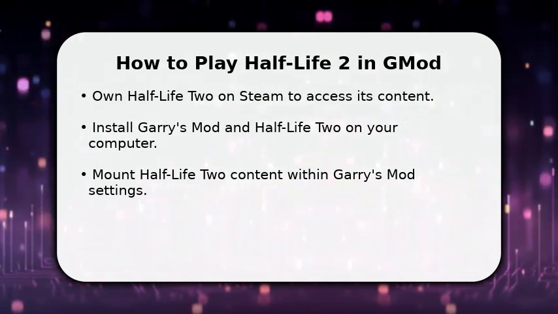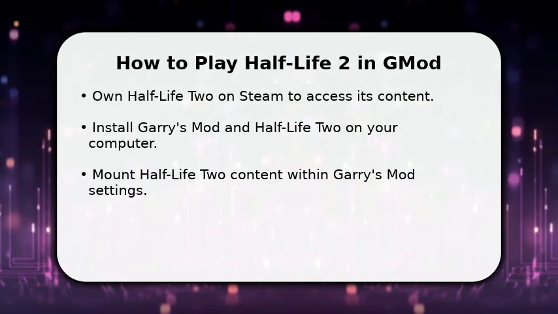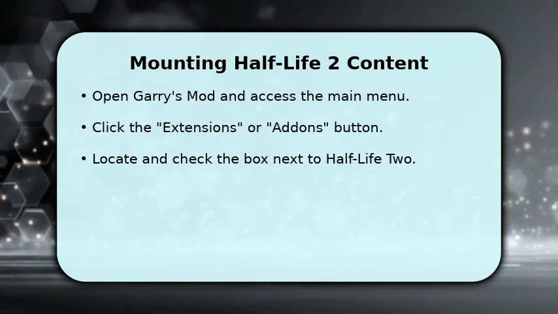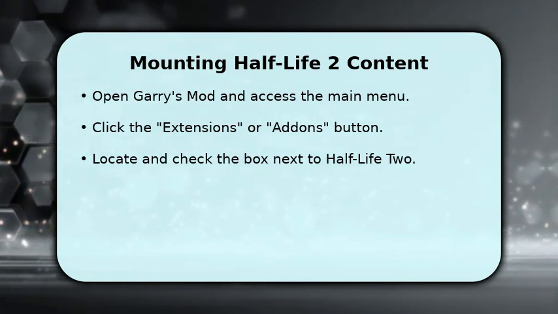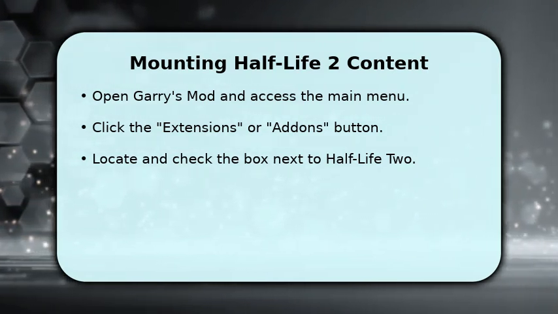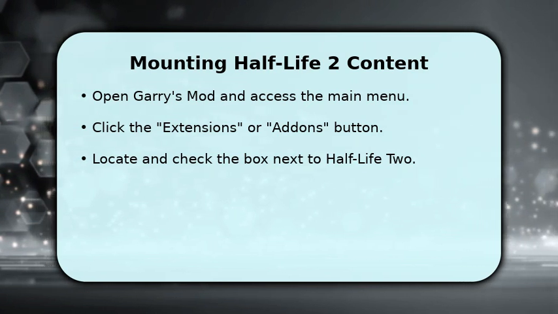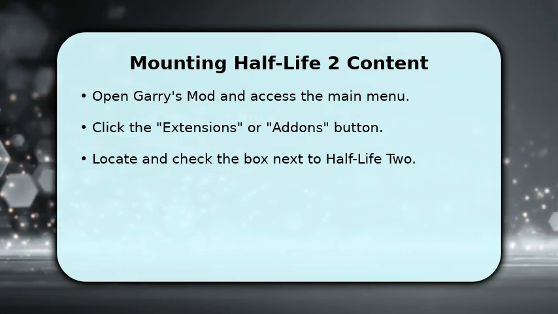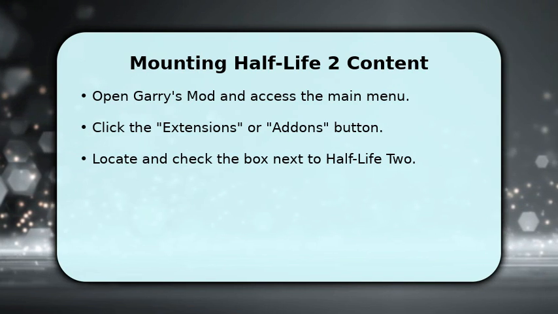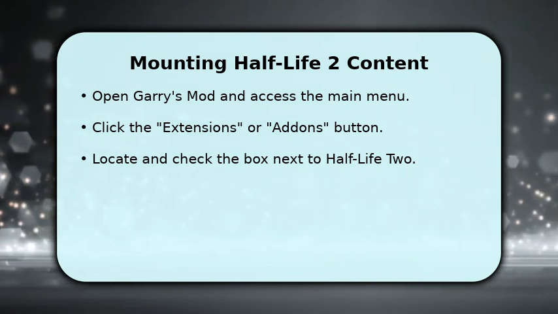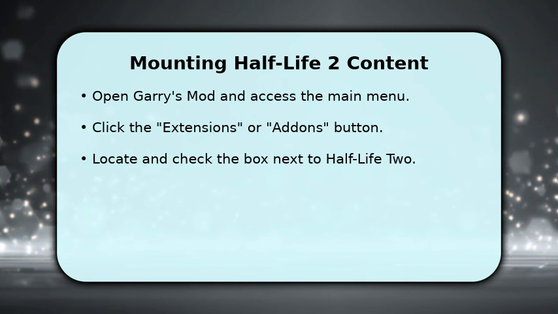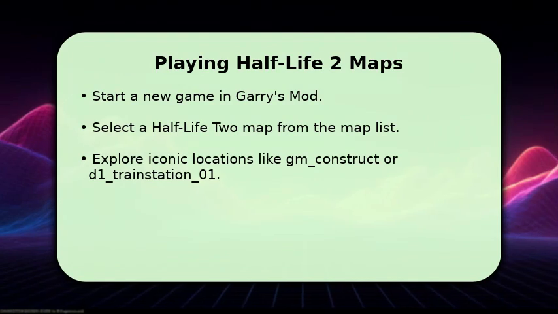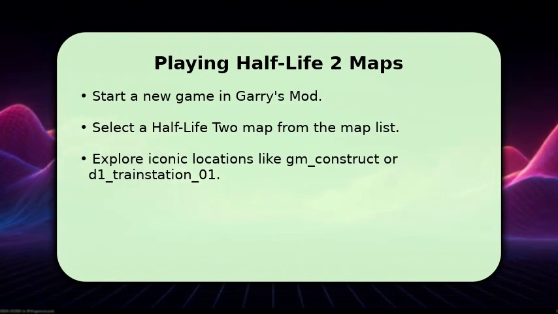We will then proceed to mount the content, which takes just a few clicks. To mount Half-Life 2's content, start Garry's mod and look for the small gamepad icon in the bottom right corner of the main menu. Clicking this icon opens a list of available games. Find Half-Life 2 in this list and ensure its checkbox is ticked. This action integrates all the maps, models, and textures from Half-Life 2 directly into your Garry's mod experience, usually taking less than 1 minute. With the content mounted, you can now access Half-Life 2 maps.